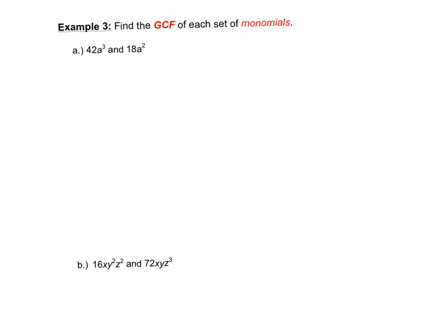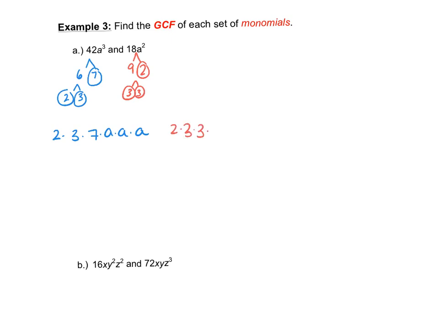For 42, we start with the number 42, which would be like 6 times 7, and 6 is 2 times 3. And then you also have to break down the a's. Well, a to the third means a times a times a. So I'm just going to write that as 2 times 3 times 7 times a times a times a. And then for 18 a squared, break down the 18, 9 and 2. 9 is 3 and 3. So that would be 2 times 3 times 3 times, and then a squared is a times a.